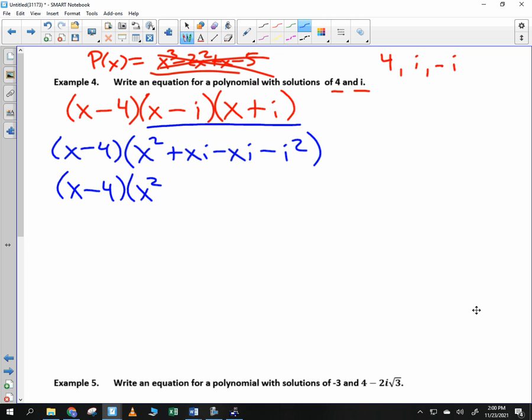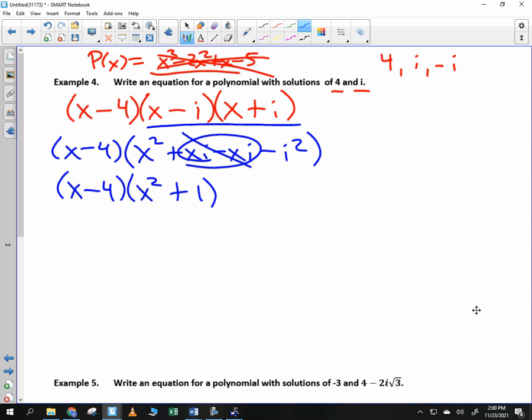Our xi's gone. What is i squared? Negative 1. And then because it's minus, it will be good. So notice what happened. Your answer should never have any i's in it. They will always go away, and you'll be left with a nice behaving polynomial.